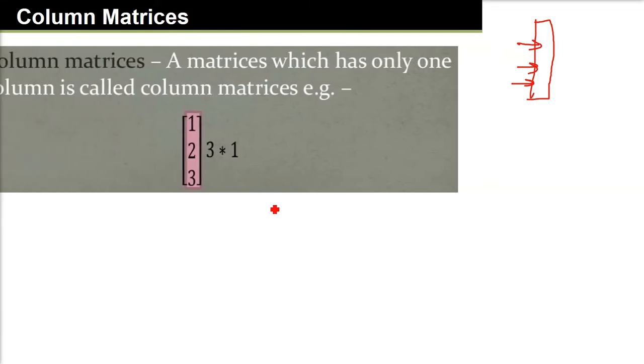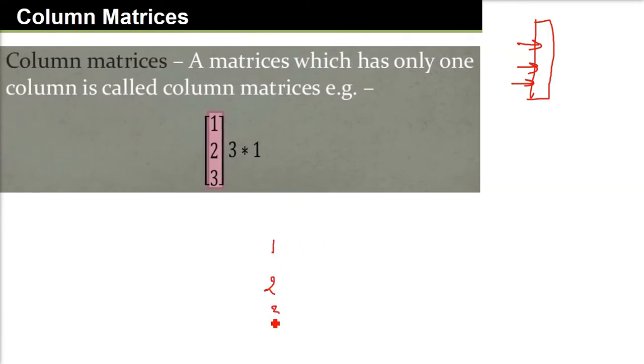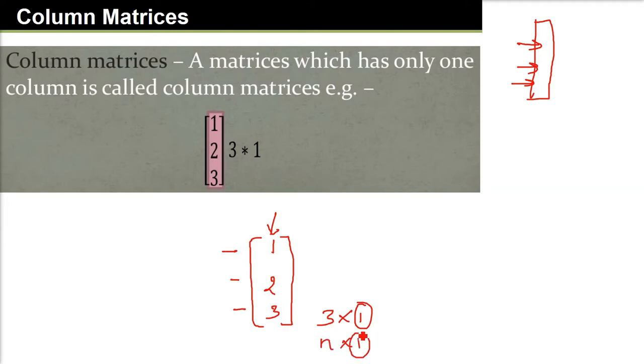The numbers, values, items are arranged in just one column. A matrix which has only one column is called a column matrix. So this is one column: 1, 2, 3 are values in one column. Rows can be any number. In this particular case, we have 3 rows and 1 column. When you have only one column, we call it a column matrix. So n cross 1 is the generalized way to represent a column matrix because it has one column.